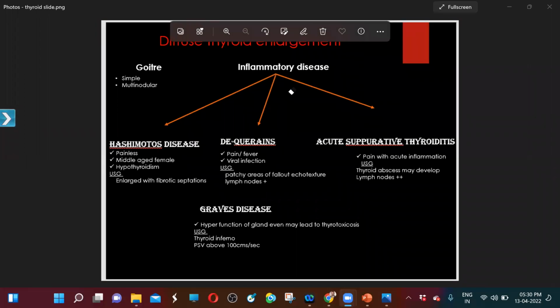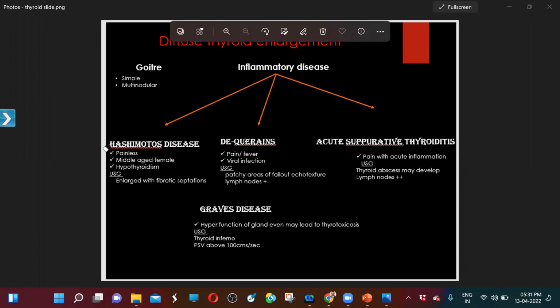Inflammatory, this we have discussed in detail in our class. Now, the point here is Hashimoto's disease. Is this an autoimmune disease? Yes. De Quervain's, is that an autoimmune disease? No. Acute sporadic thyroiditis, is that an autoimmune disease? No. Graves' disease, is that an autoimmune disease? Yes. So we are having two autoimmune diseases.